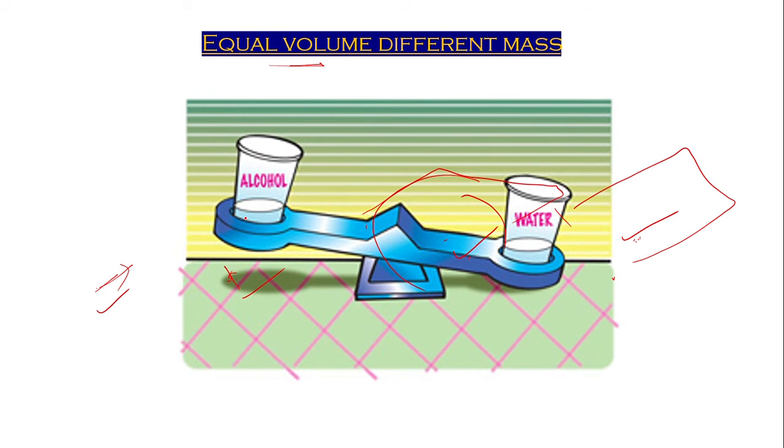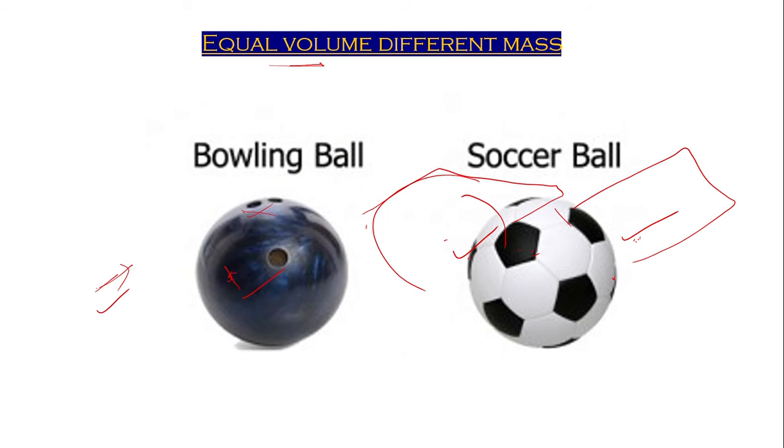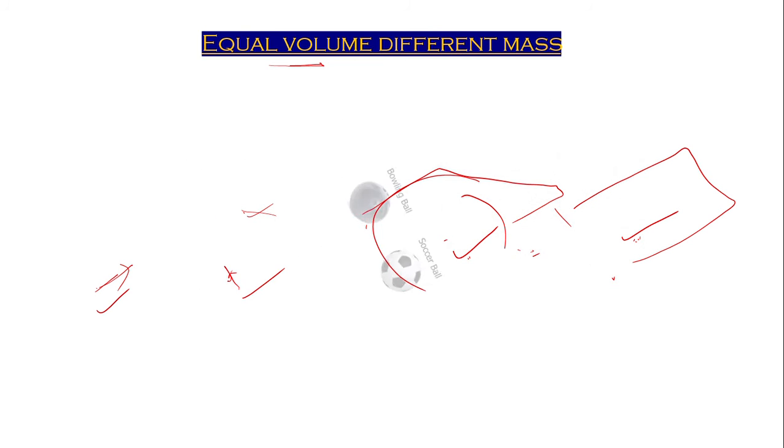Similarly, alcohol is lighter than water. So if you weigh them, water would always be down, though they are of equal volume. So even in liquids, they have equal volume, but the mass is different. A best example would be a bowling ball and a soccer ball. The shapes are the same, but the bowling ball is much heavier than a soccer ball. So these are examples of equal volume and different masses.